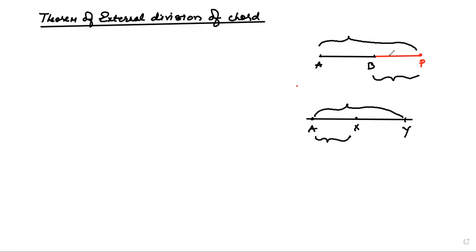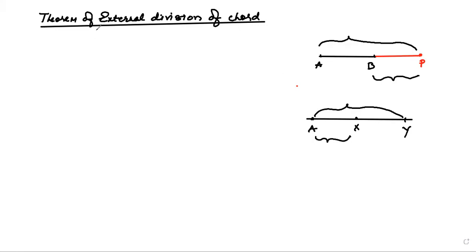I hope people understand. Once again, I repeat. P doesn't lie on segment AB, but P lies on line AB. P is dividing AB into two parts. P is dividing, so P should be common to both parts. So how will we take both parts? PA and PB. Similarly here is a segment XY. A doesn't lie on segment XY, but it lies on line XY. A is dividing segment XY into two parts. A is dividing, so A should be common to the two parts. So one part is AY, one part is AX. So here P is called the point of external division of AB. Here A is called the point of external division of XY.